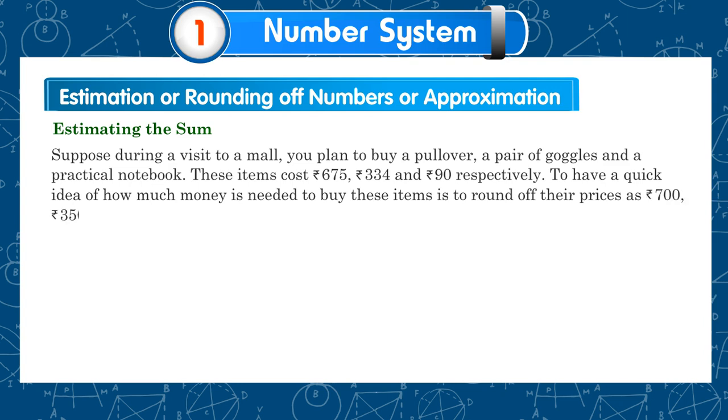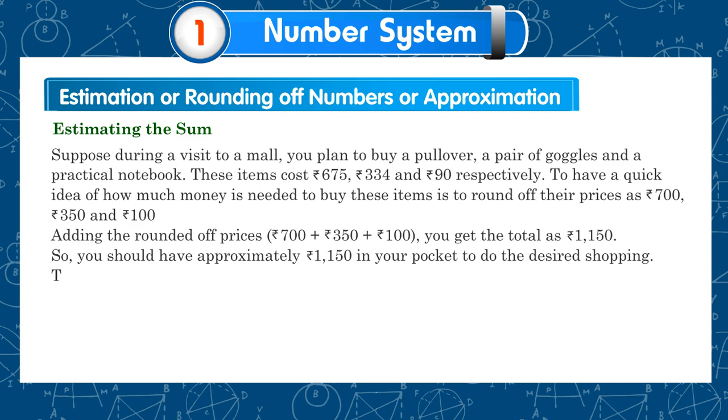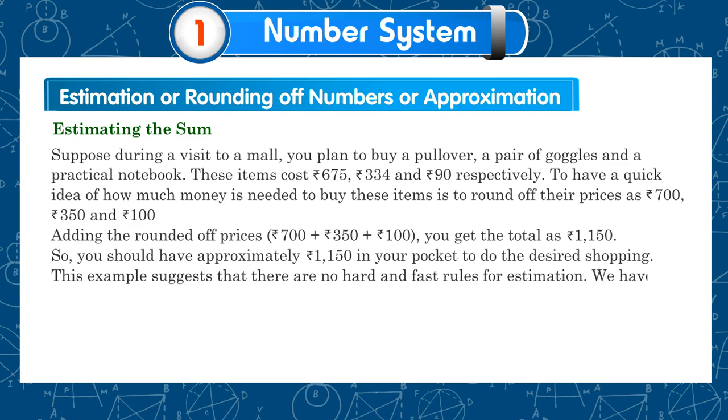Adding the rounded off prices, 700 rupees plus 350 rupees plus 100 rupees, you get the total as 1150 rupees. So you should have approximately 1150 rupees in your pocket to do the desired shopping. This example suggests that there are no hard and fast rules for estimation. We have to find out a reasonable and meaningful estimate that should be close to the actual answer.